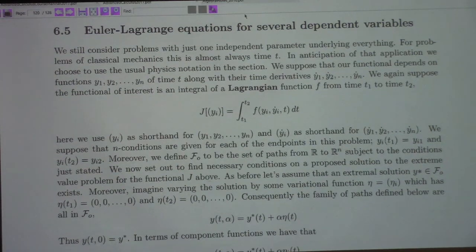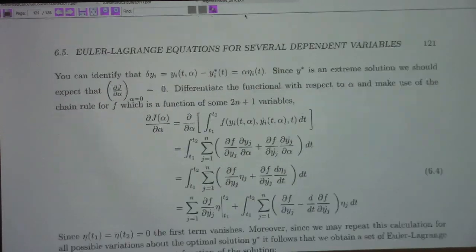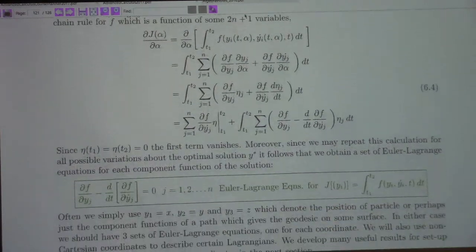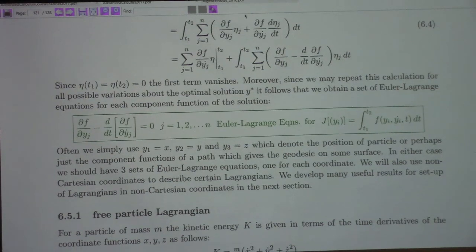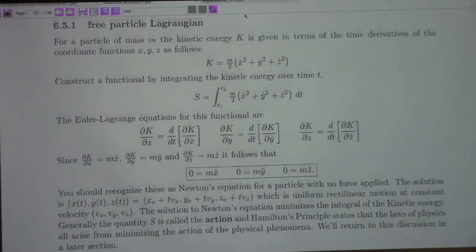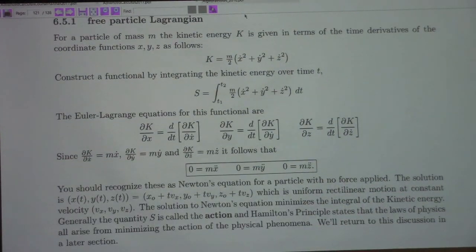The derivation is pretty much the same. So it's kind of boring in the sense that if you've got a bunch of variables, then you get n Euler Lagrange equations, 1 for each variable. I agree, it's pretty awesome, right? This stuff gets much more interesting when we talk about physics.